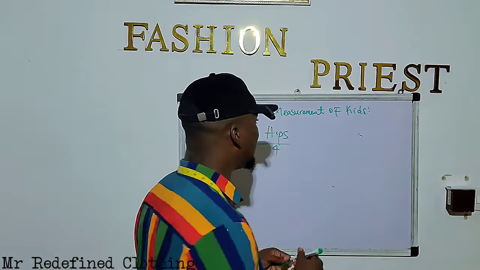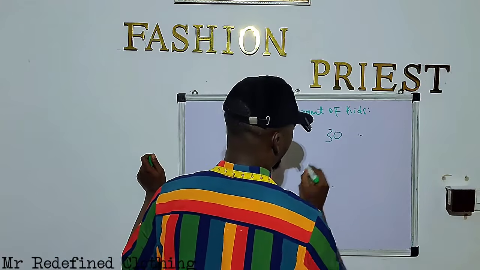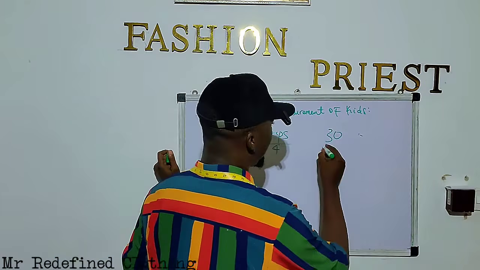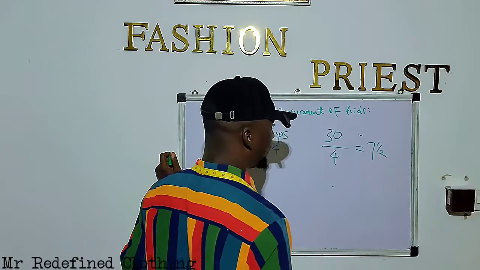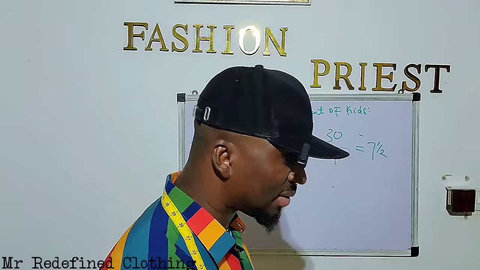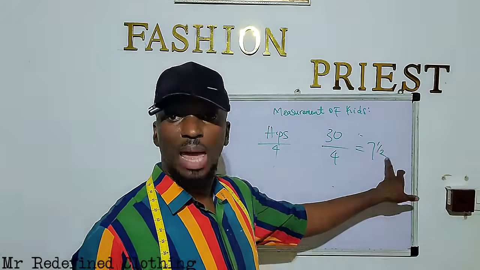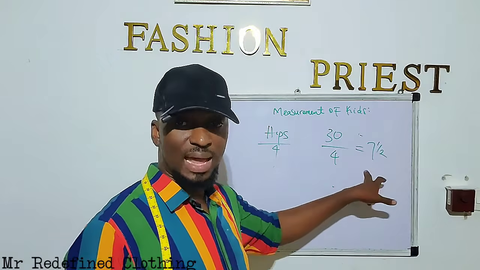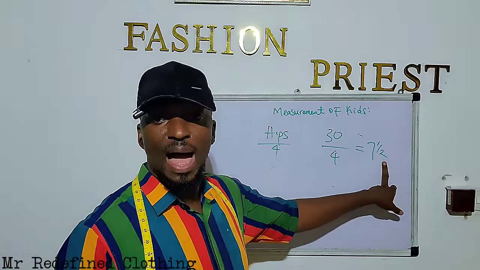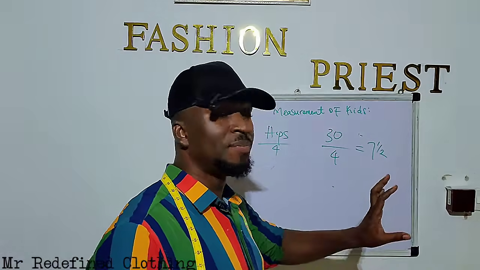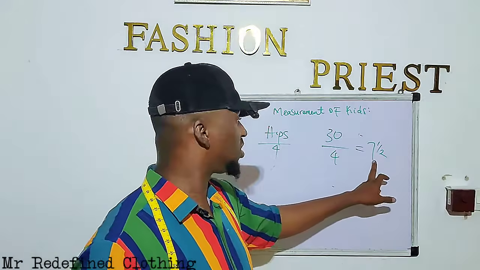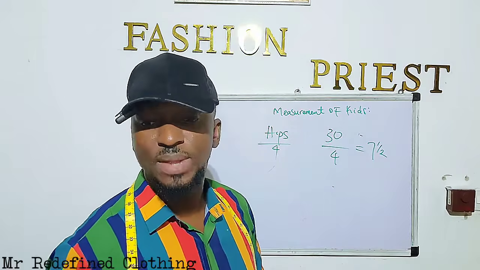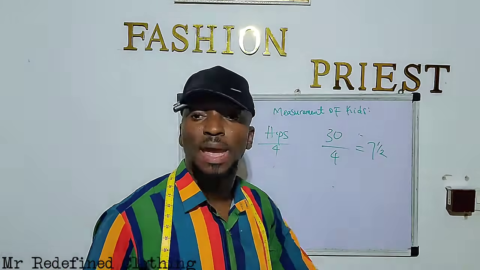So let's assume that the hip you have is 30 for the child, right? Then if you divide by 4, you'll be having 7.5, right? Because 7.5 times 2 is 15, times 2 again is 30, right? So you have 7.5. So this simply means that for a child that has a hip of 30, the crotch is 7.5. Now, at this point, you are not going to minus anything or whatsoever.